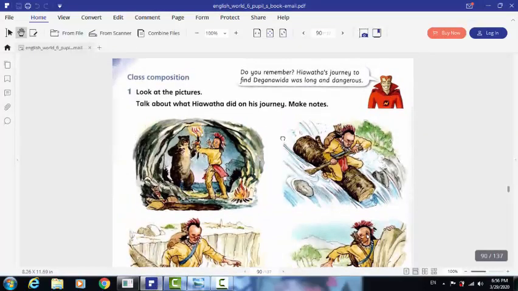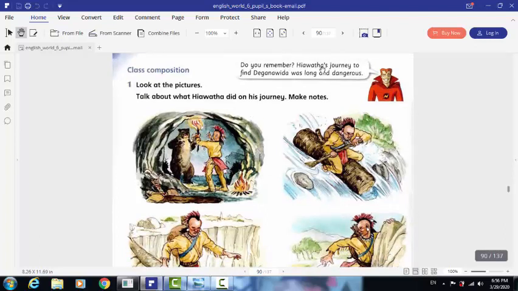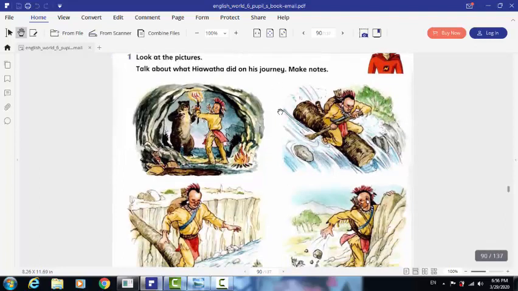Hello my students. Our lesson for today is writing, class composition. Open your pupils book please on page 90. Pupils book, page 90. Do you remember? Hiawatha's journey to find Diganawida was long and dangerous. Look at the pictures. Talk about what Hiawatha did on his journey.